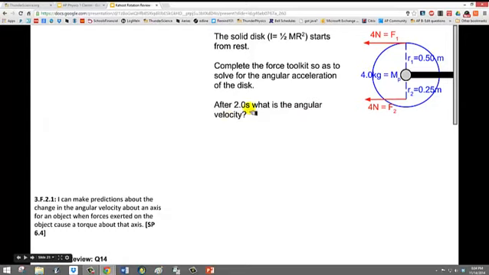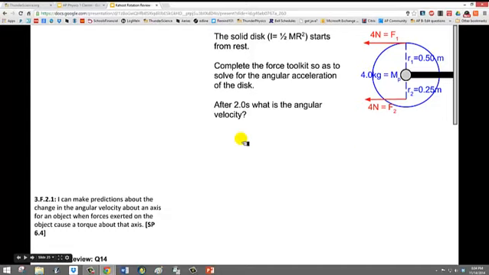Okay, then to find the angular velocity after 2 seconds, we would use a kinematic strategy, omega equals omega initial plus alpha t. So let me say that again. Omega equals omega initial plus alpha t. The alpha we already calculated earlier was 2. So 2 times 2 would give us 4 radians per second.